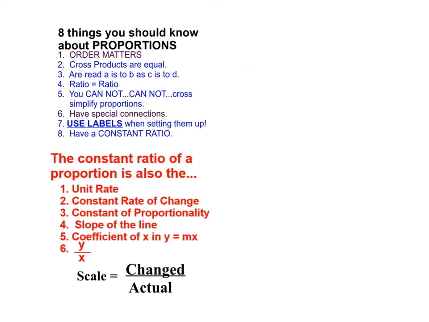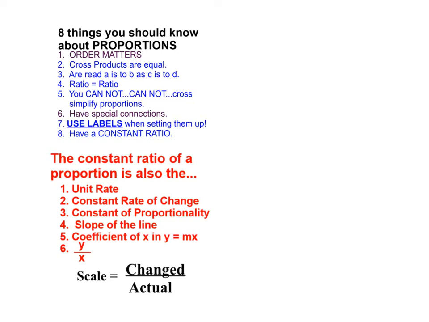Number 5 is just a warning that I've learned after teaching for a number of years. Kids look at it and they try to cross-simplify it as if it's a multiplication of fractions problem. This is not a multiplication of fractions problem. So it's a proportion. They're equal. We can't cross-simplify them.